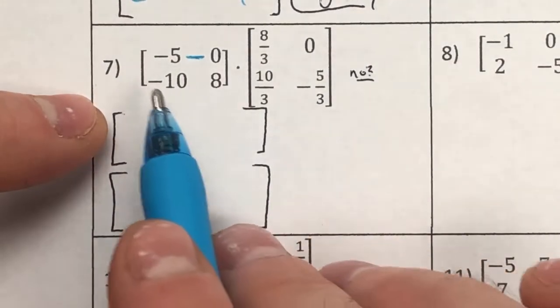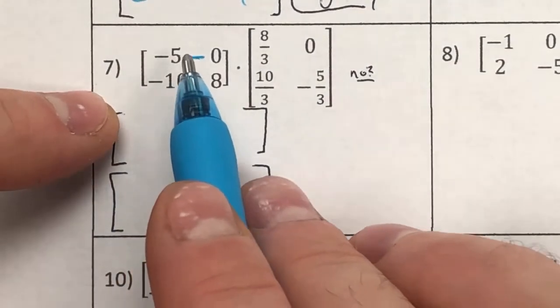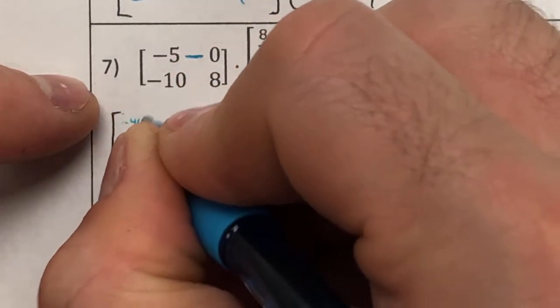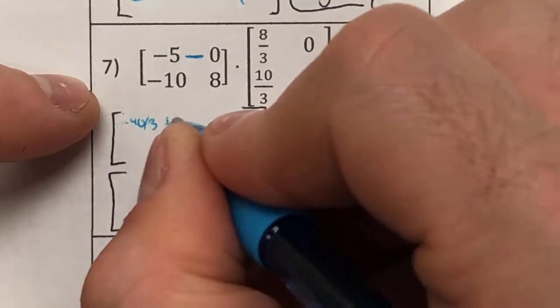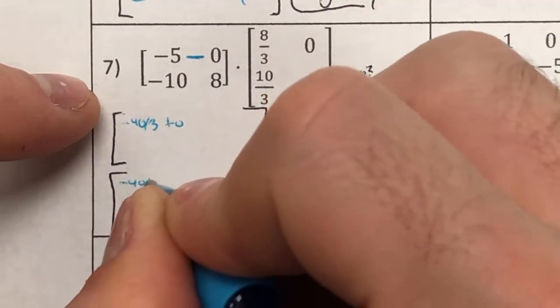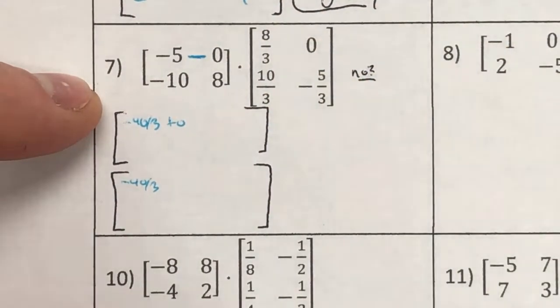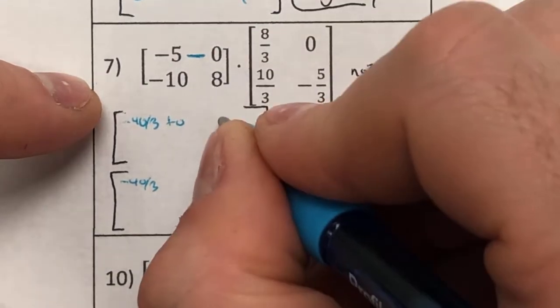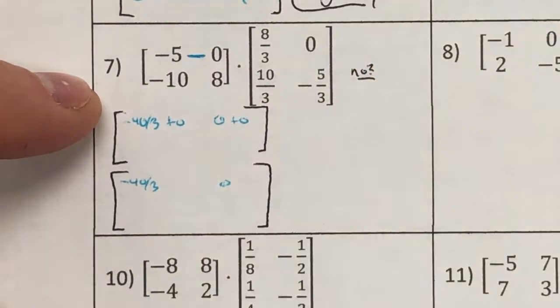Actually, we've been doing blue on the second row, but oh well. So negative 5 times that is going to give us a negative 40 thirds plus 0, which is a negative 40 thirds. If I go to the second column, let's see, that's going to give me a 0 plus 0, which is a 0.